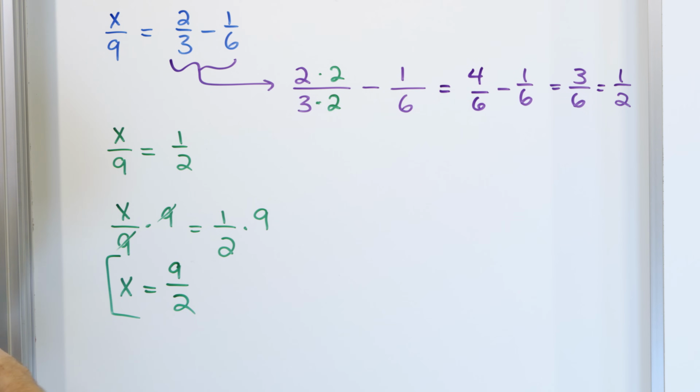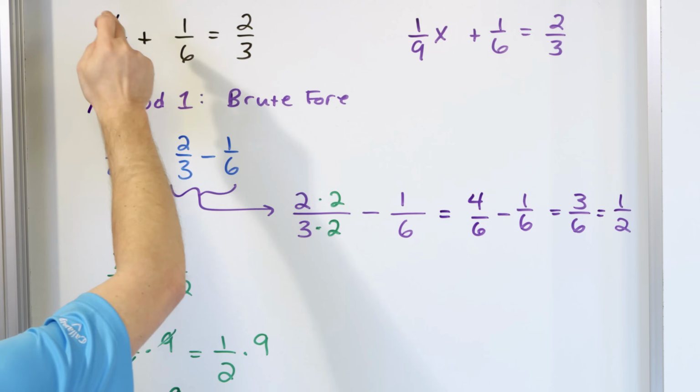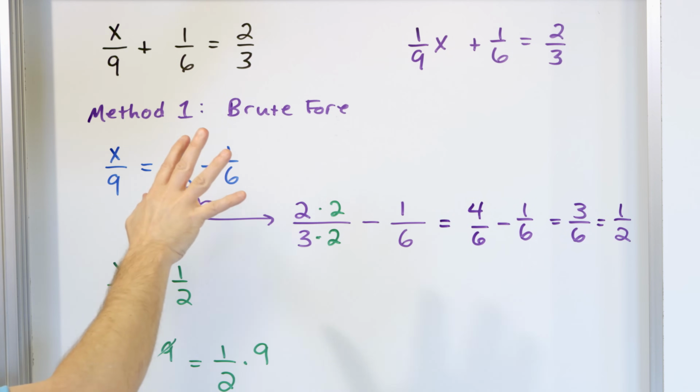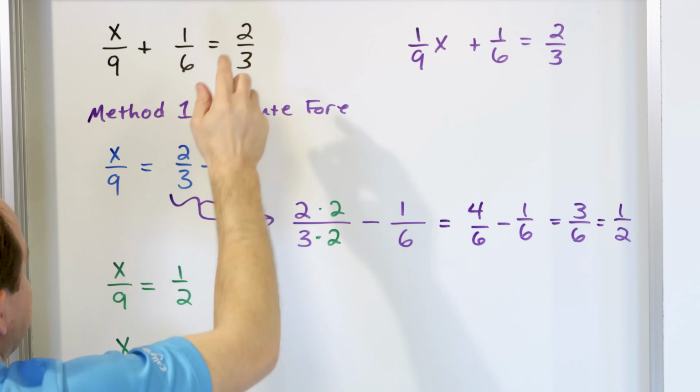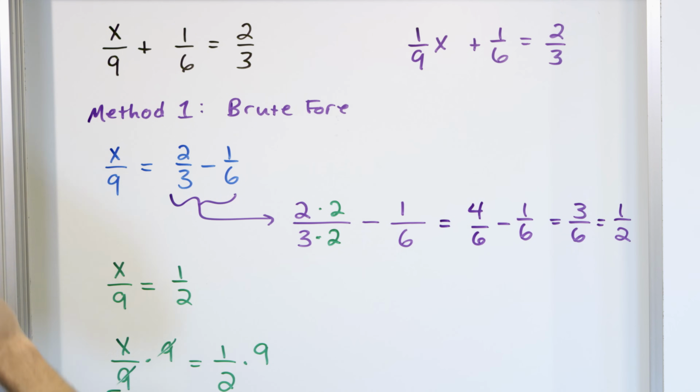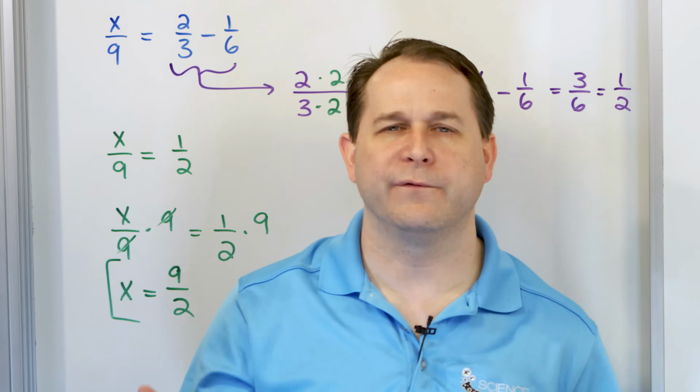Now, of course, you can put this into a mixed fraction if you like, or you can convert this to a decimal if you want, but this is the exact answer. It's 9/2. If you take 9/2 and put it in here, I'm not going to do it, but if you cancel the 9s and add the fractions again, you're going to get 2/3 once you stick this number back in here. So that's what I call the brute force way.